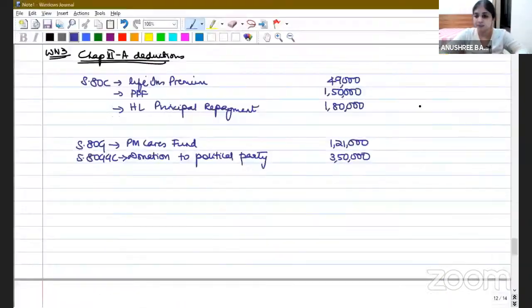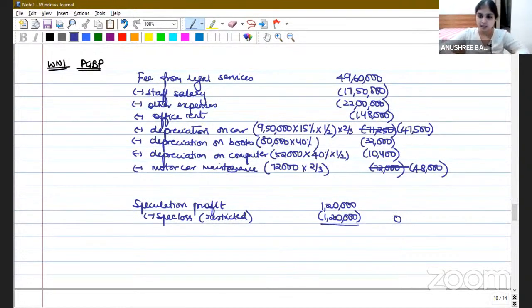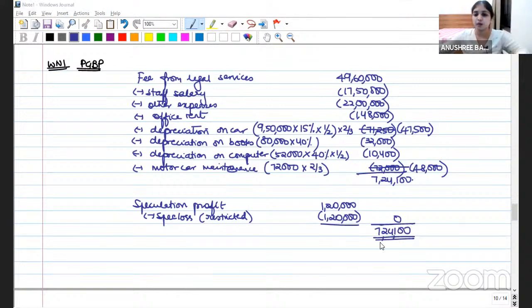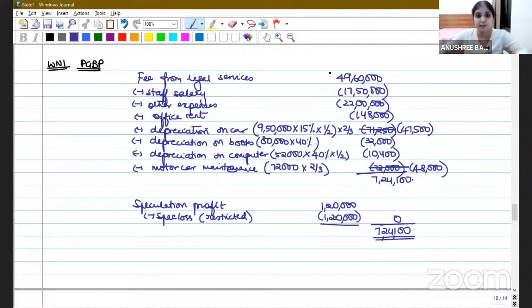Come to PGBP first. Calculate and tell me what is your PGBP number. Do you get 7,24,100? And then including the speculation adjustment also, my final PGBP is 7,24,100, right? But because my assessee is a specified professional advocate and his fees is less than 50 lakhs, we'll apply section 44ADA also.